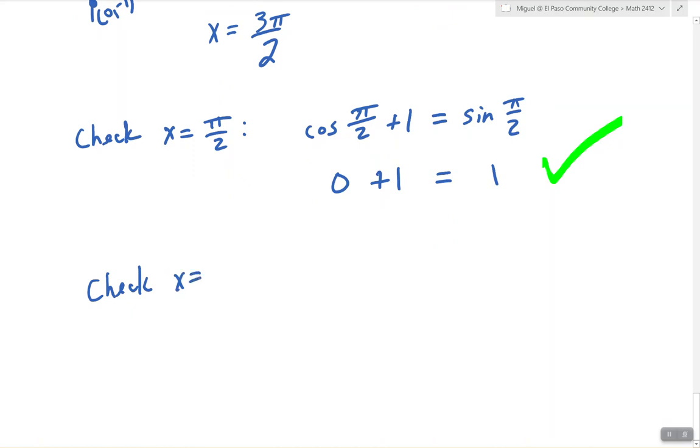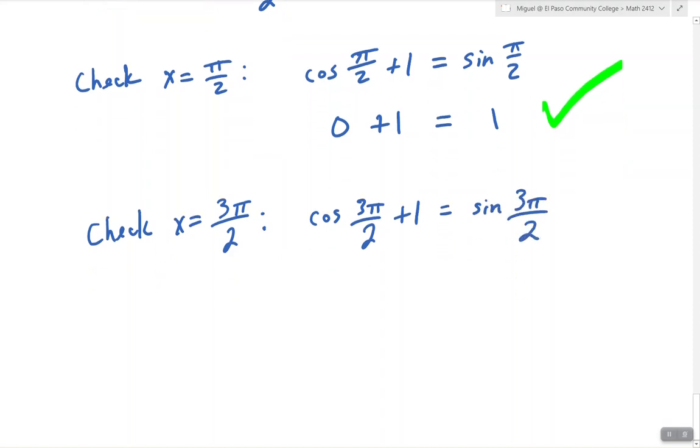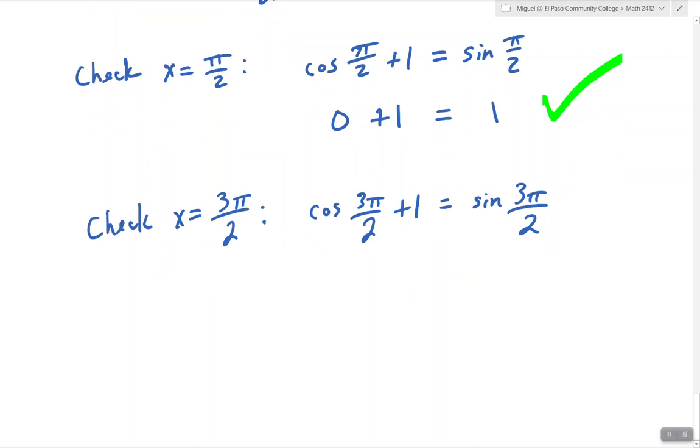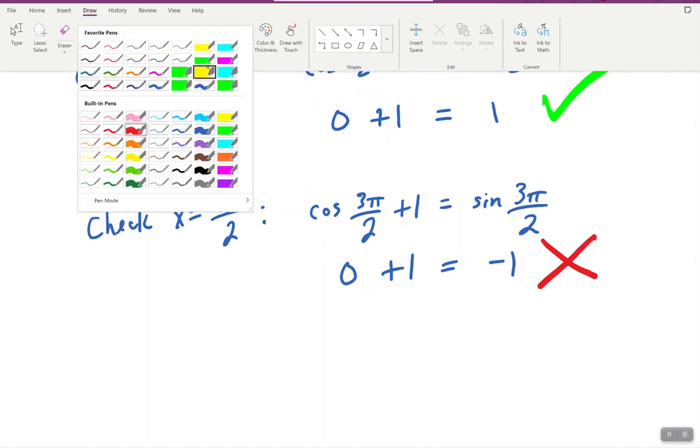Check 3 pi over 2. This is cosine of 3 pi over 2 plus 1. We must get sine of 3 pi over 2. Cosine of 3 pi over 2 is 0 plus 1. Sine of 3 pi over 2 is negative 1, right? Because the y value is negative 1 on the unit circle. So here, that does not work.